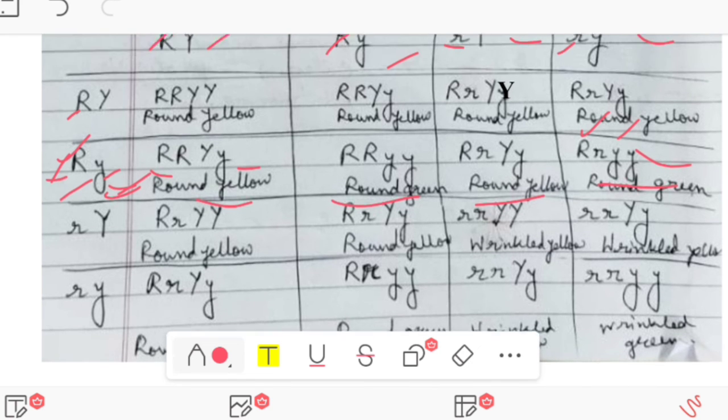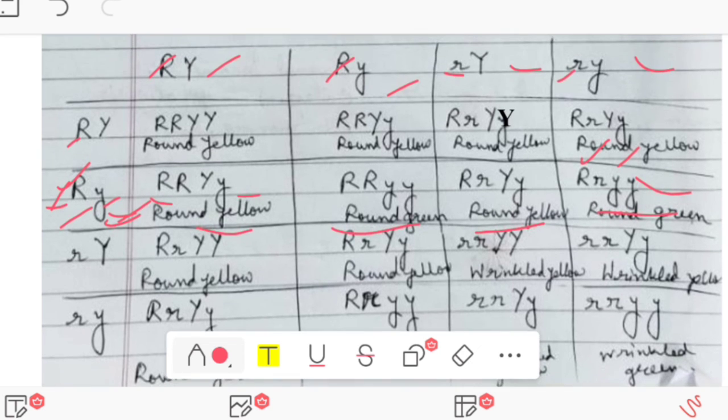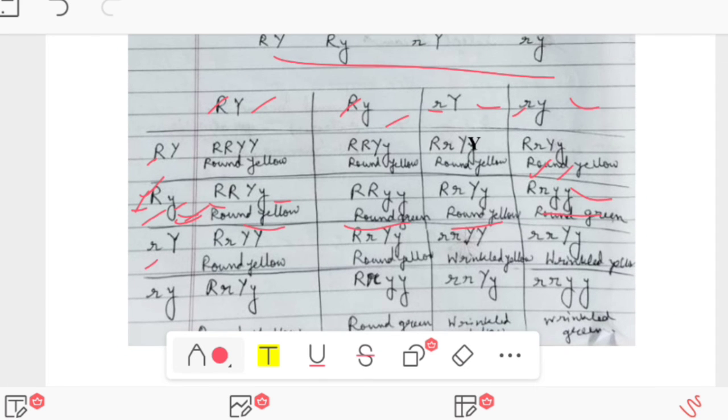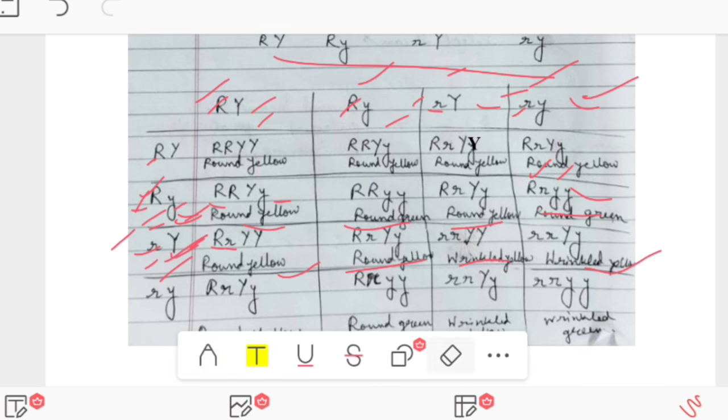Next is small r. rY with RY, it is round yellow. rY with Ry, so it is round yellow. Next is rY with rY, so it is wrinkled yellow. And at last, rY with ry, so it is wrinkled yellow. Okay.